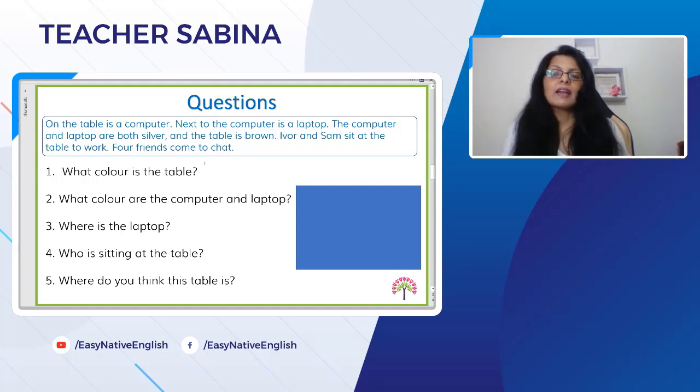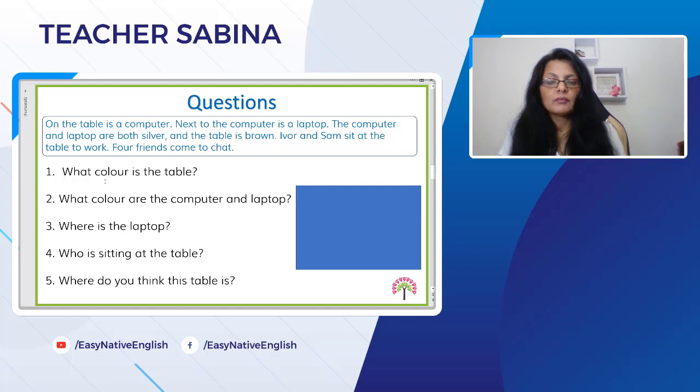Okay, so let's have a look at the questions and see if we can answer them. So the first question says, what colour is the table? Can you remember what colour the table was? So we can see here in the third sentence, the computer and laptop are both silver and the table is brown. So the table is brown.